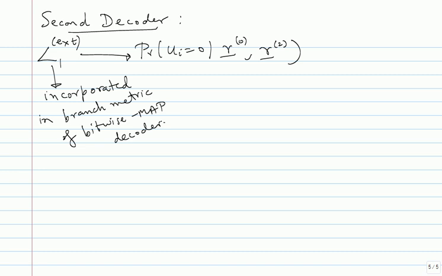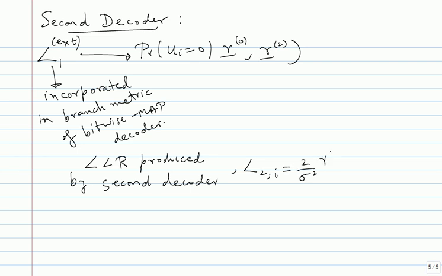For that, you need some kind of a model for the LLR produced by the second decoder. That model works as follows. You assume that the LLR produced by the second decoder, based on the independence assumption, will look like L2i equals 2 by sigma square R0i plus L1i extrinsic plus L2i extrinsic.